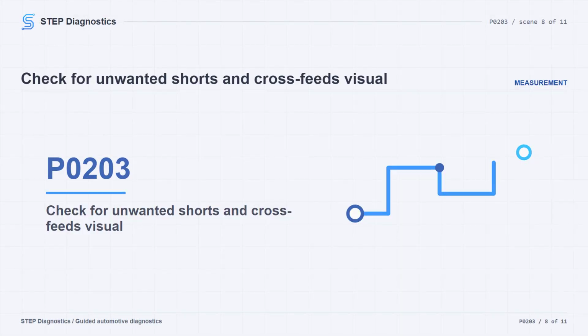To check for unintended continuity to ground, disconnect both ends of the suspect circuit and measure between that circuit and ground. The expected result is greater than 10,000 ohms. To check for unintended continuity to another unpowered circuit, disconnect both ends of both circuits and measure between them with an ohm meter. Again, the expected result is greater than 10,000 ohms. To check for an unwanted connection to a powered circuit, disconnect both ends of the suspect circuit, turn ignition power on, and measure between the suspect circuit and ground with a voltmeter.